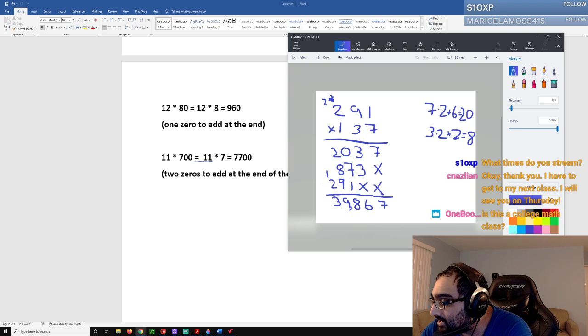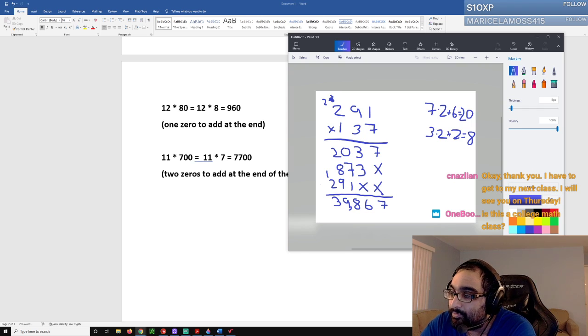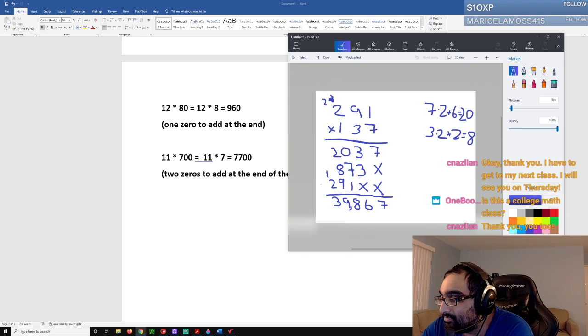Is this a college math class? Technically, yeah. Well, pre-algebra, but it is technically a college math class. Yes, I am a college professor. So, yeah, that's a thing.